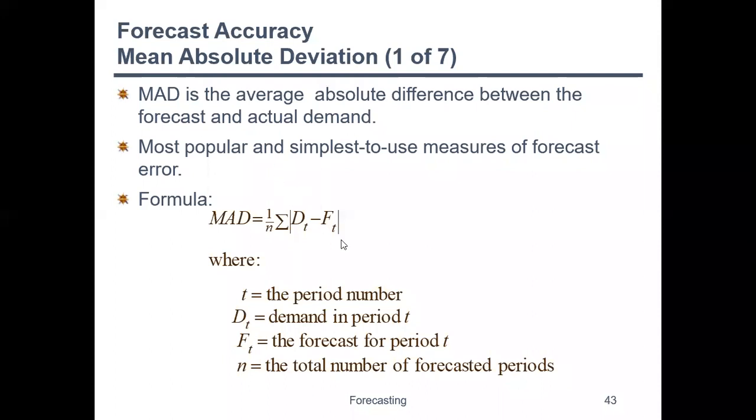So please put down this formula: MAD, mean absolute deviation. So that is one way of calculating the errors.